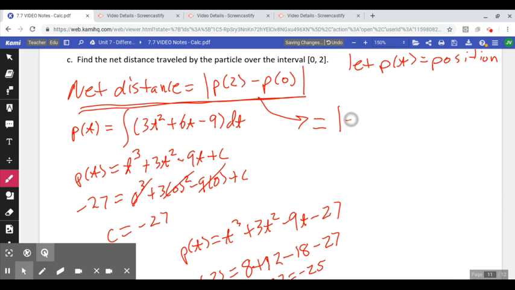So we'll come up here and we'll do negative 25, and then we have to do minus P at 0. Remember, P at 0 was negative 27. So we're already given that information. We don't have to do any work there. And what we're going to do then is take the absolute value of negative 25 minus negative 27, which happens to be 2. And the absolute value of 2 is just 2. So there's your net distance for this particular problem.